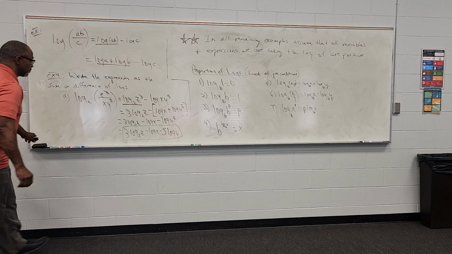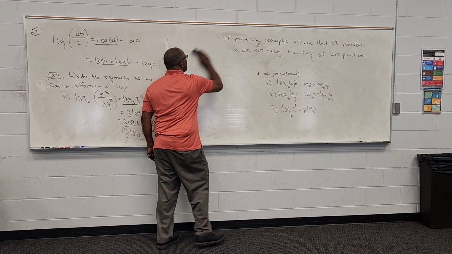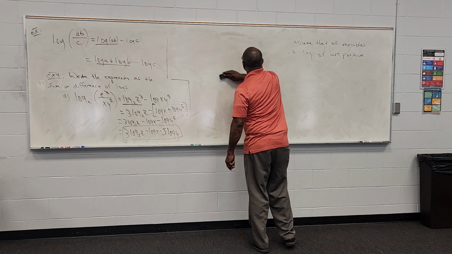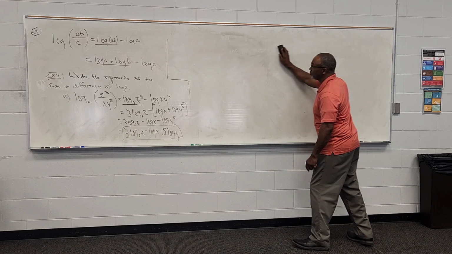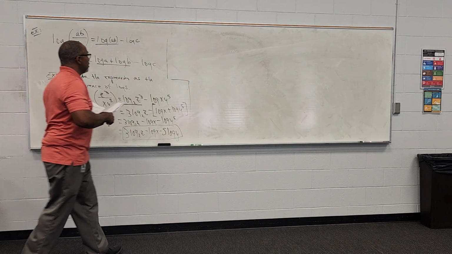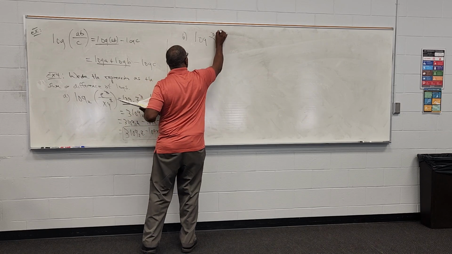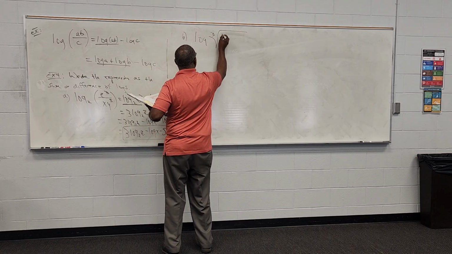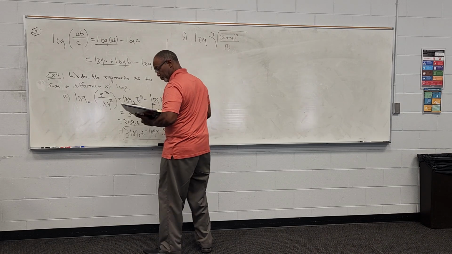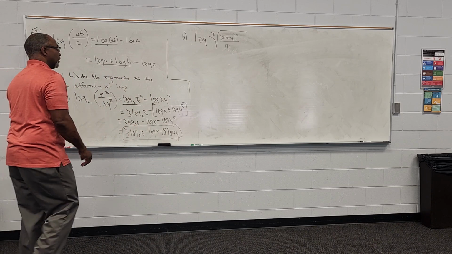All right, B. Let's do the next part of the example. All right. Part B. B says the log of the cube root of x plus y squared divided by 10. Cube root of x plus y squared divided by 10.